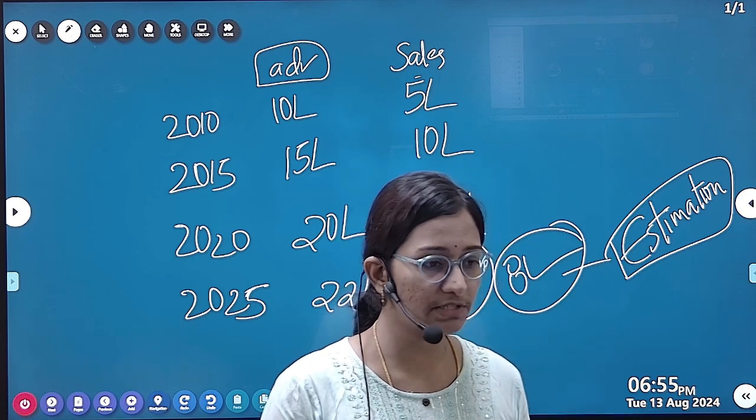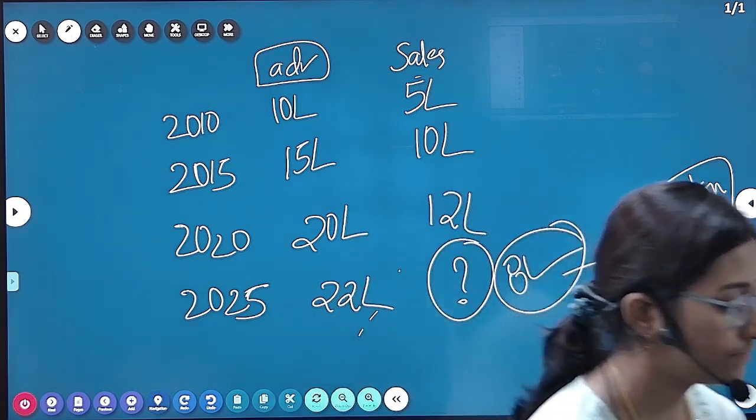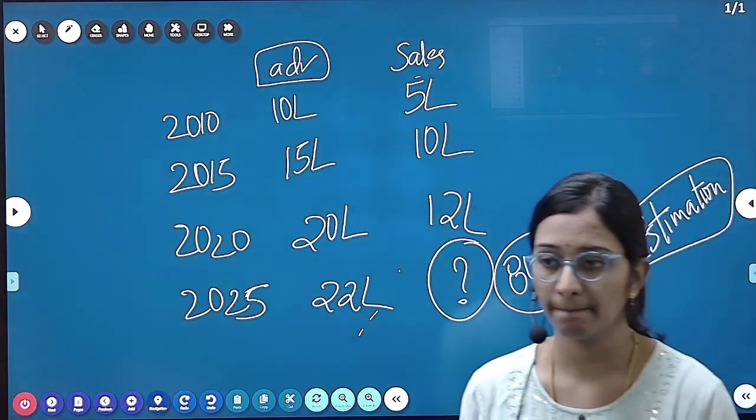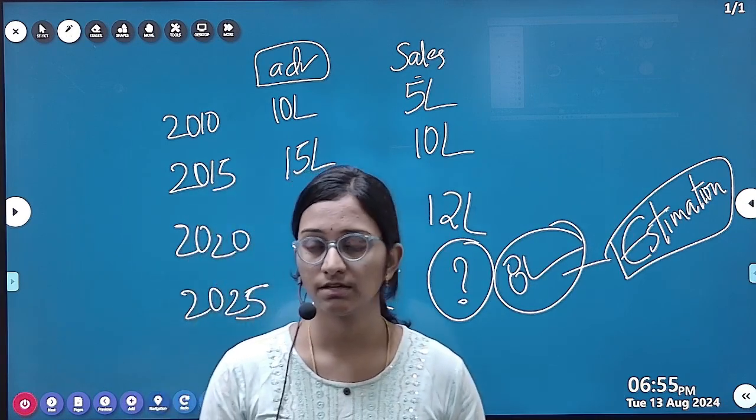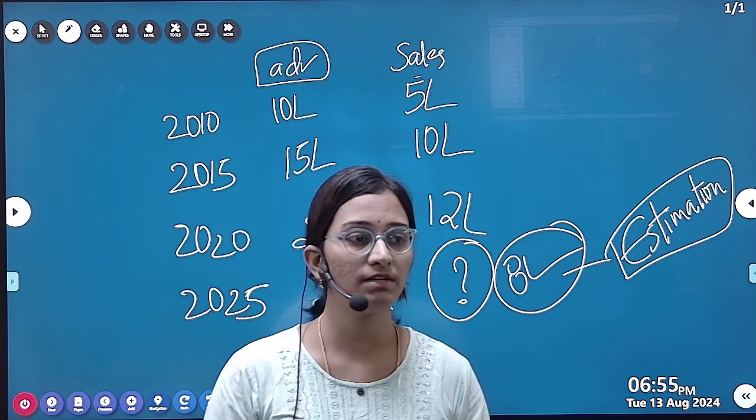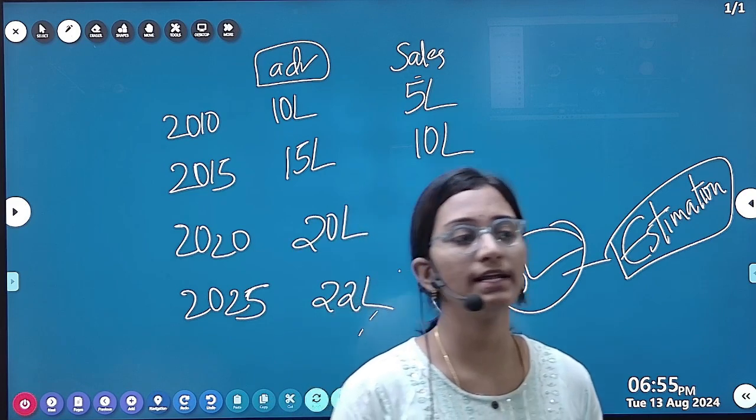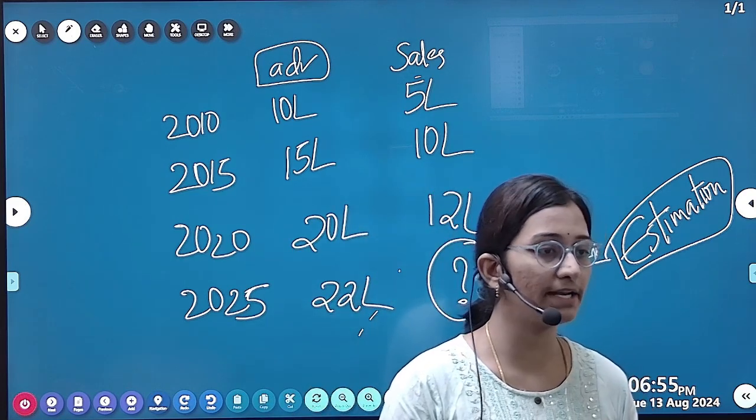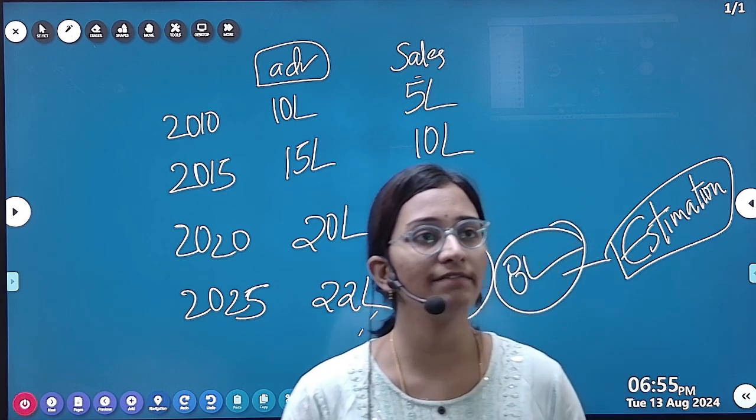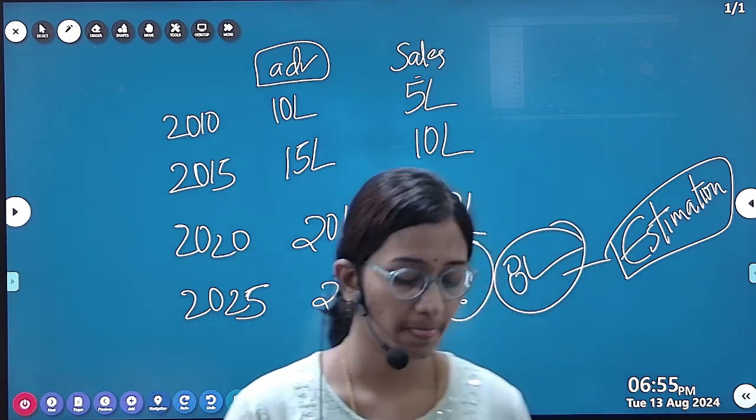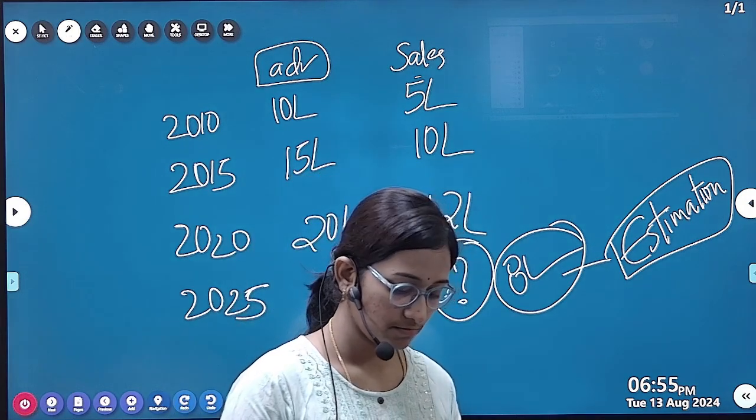Next one, what are the differences between product management and operation management? Product management is only tangible, it is narrow in terms, and deals with product management activities. Operation management is wider in terms and deals with all the business activities.